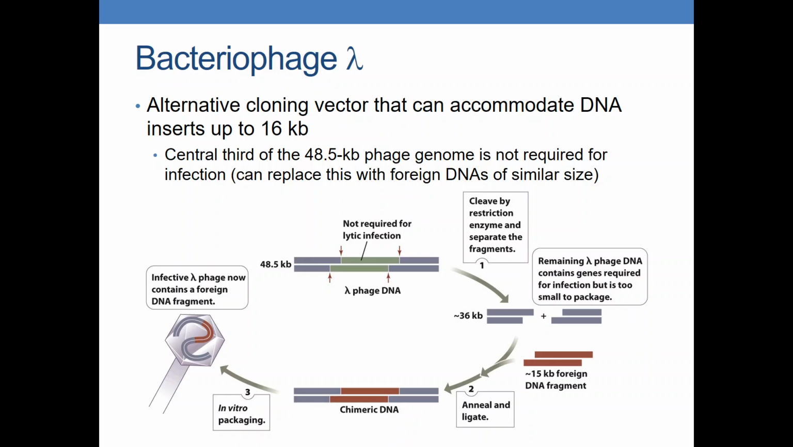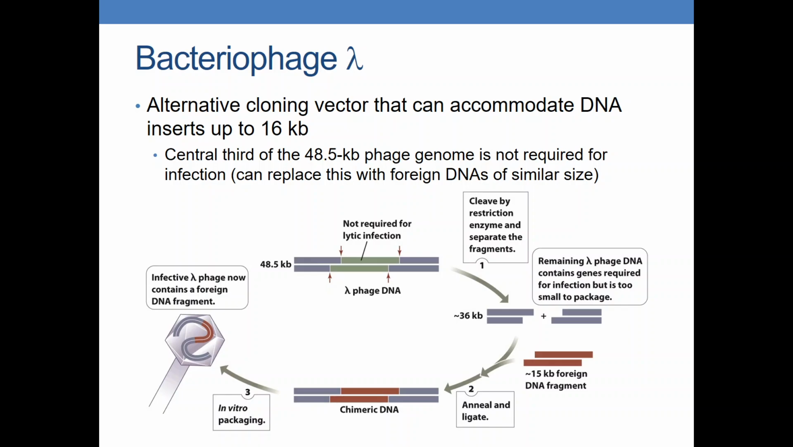So in this instance, what you're going to do is start with phage DNA. And we're going to focus on a system using bacteriophage lambda. This is just an alternative cloning vector approach. Here, we are limited in terms of the DNA insert, the gene or foreign DNA that you're interested in. We are limited to inserts up to about 16 kilobases.